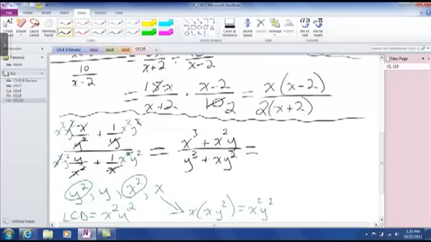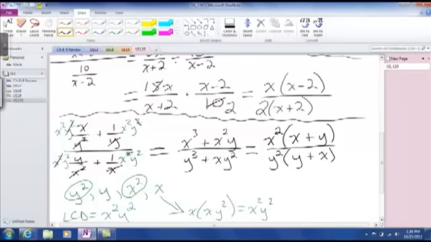Well, on the top, I've got an x cubed in the first term. I've got an x squared in the second term. So that means I can factor x squared out. What does that leave me with? It leaves me with x plus y. Think about it. If you multiply out that x squared, you're going to get x cubed plus x squared y, which is what we have. On the bottom, what can I factor out? Well, I can factor out y squared. And that leaves me with y plus x.